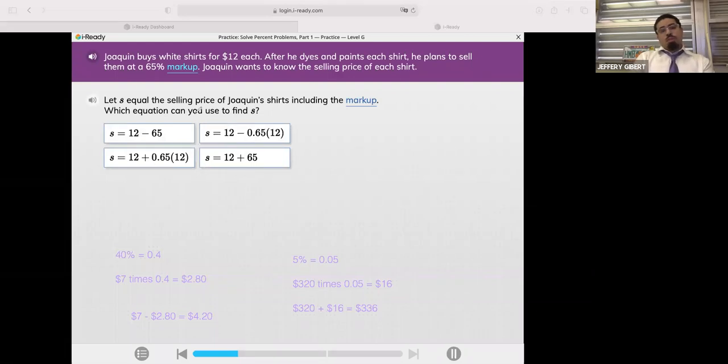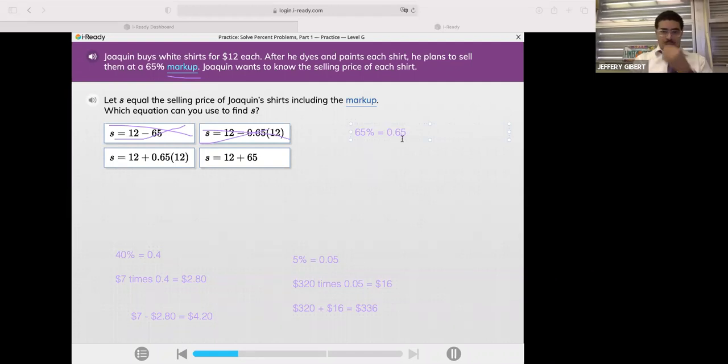All right, so each shirt is $12 that he's going to buy. So we know it's going to be 12 plus something because he's doing a markup. When you're doing a markup, it's going up. So we can get rid of this one and we can get rid of this one. The markup that he's doing is a 65% markup. Similar to what we did down here, when we did 40% equals 0.4 and 5% equals 0.05, we need to convert 65% into a decimal. So it's going to be 0.65.